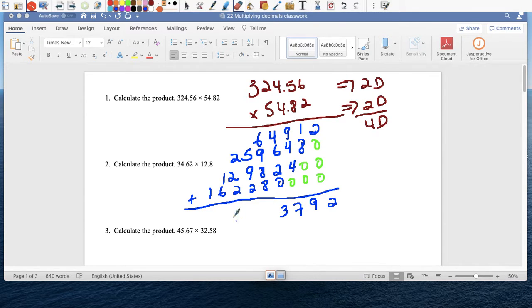Okay, 13 goes 1. 10, 16, 16, 16 is 32, go 3, 19 goes 1, 7, 7, 1. So that's what I got. 4 decimal places. That's my final answer. Okay, so double check.